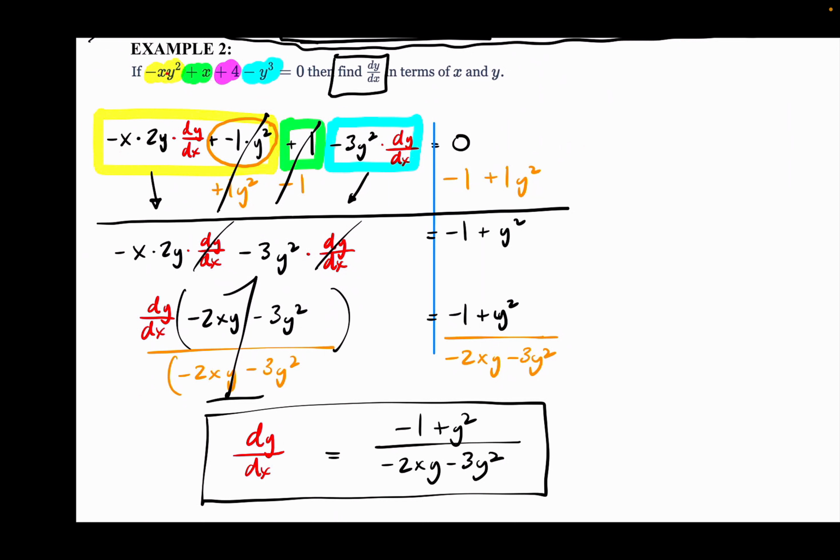Will they ever ask us to get the second derivative of it? Yeah. When they're doing implicit, they're never going to do anything bigger than a second derivative. That would just be mean. The last two problems on this are second derivative problems. Okay, all right, let's flip over.